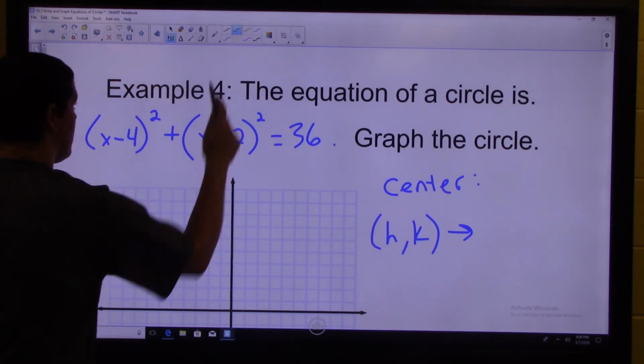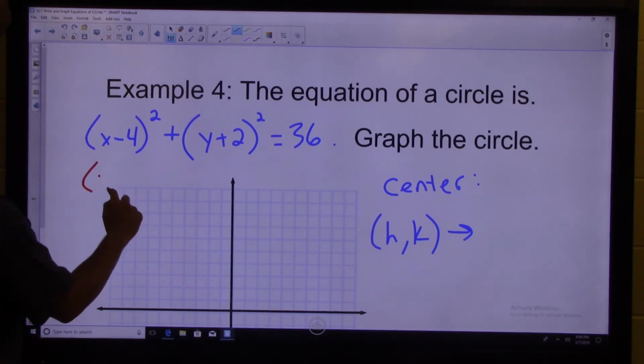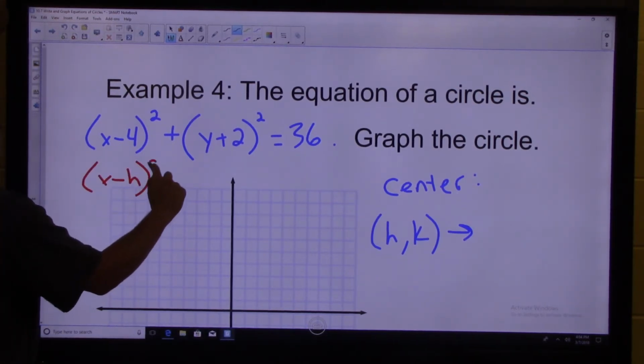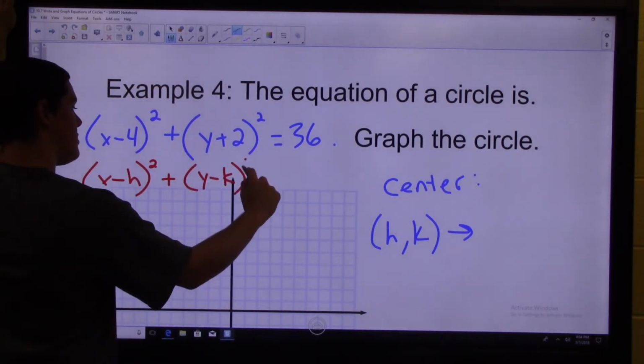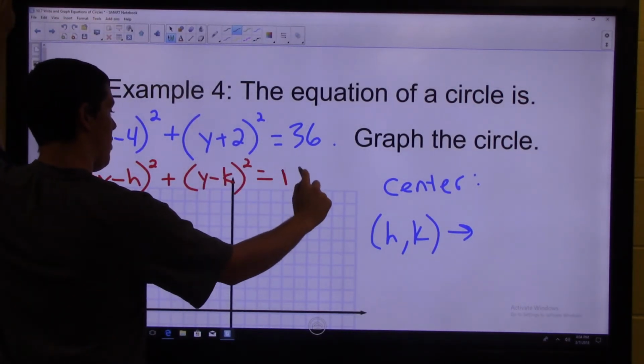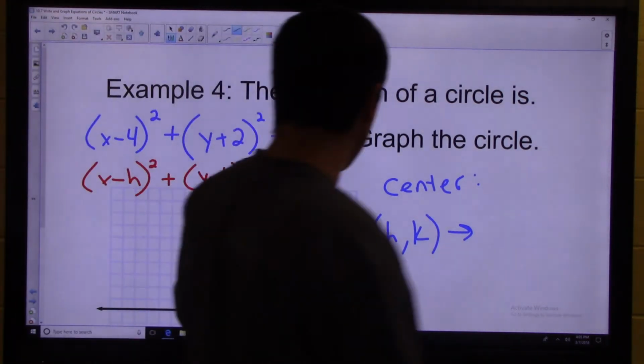So here's the thing. Let me write down, what I'm going to do is below this, I'm going to write down the standard equation of a circle. So let's write it down one more time. So it's always x minus h squared plus y minus k squared is equal to r squared. Okay, so let's find the center here first.